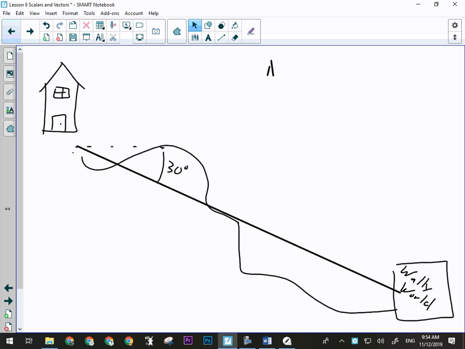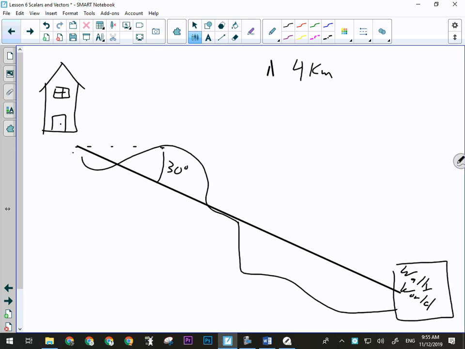Okay, so let's say I want to go from my house, that's what that is, to Walmart. Obviously, I can't walk straight from my house to Walmart because I don't live right beside Walmart. So I would have to follow sidewalks and walking paths and things like that. Take the bridge across the river, and then walk the rest of the way to Walmart. So when I get there, let's say I have actually walked 4 kilometers.